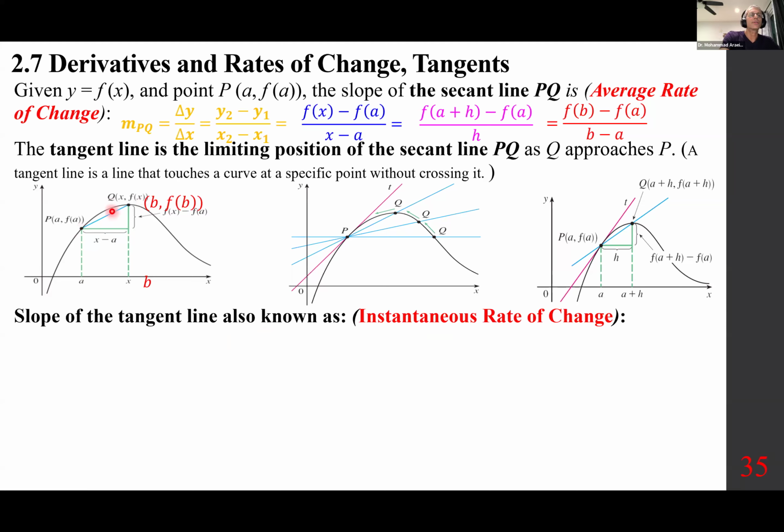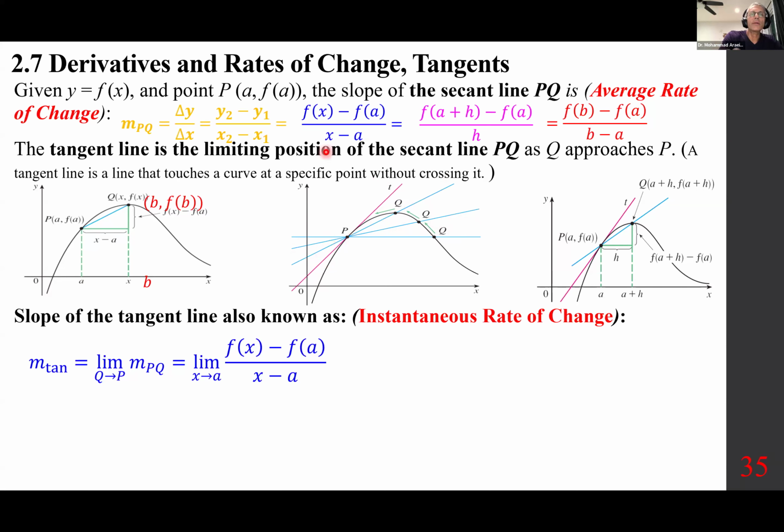The average rate of change, you have 2 points to calculate the slope. Instantaneous rate of change, you have only 1 point, and there are different ways of approaching it. M, the slope of the tangent line, the red line, is the limit of M of PQ. It's the limit of the slope of this blue line, the secant line PQ, as Q approaches P. So as you can see, look at this line, and then this one, and then this one, they're getting closer and closer towards P.